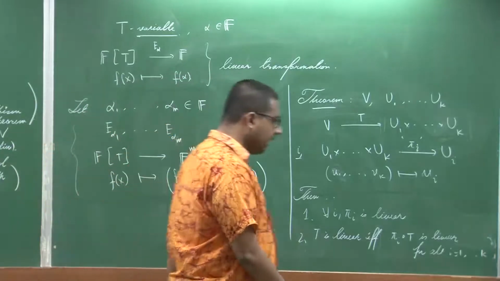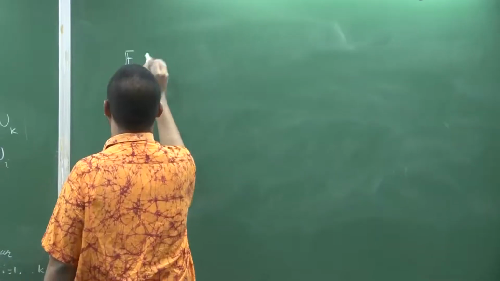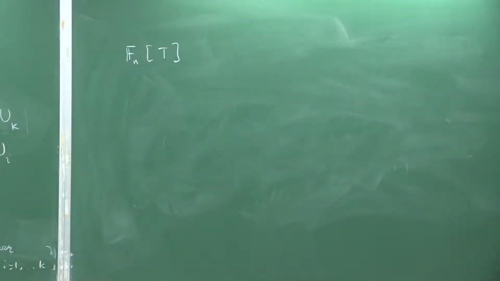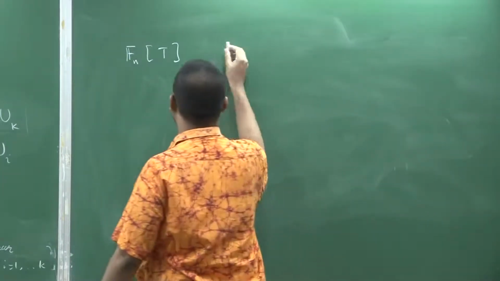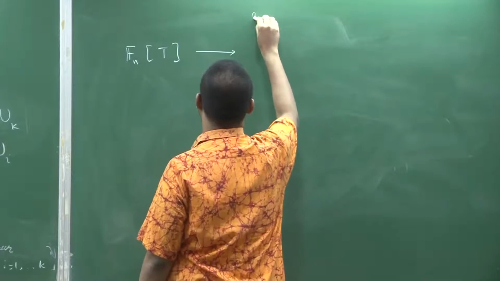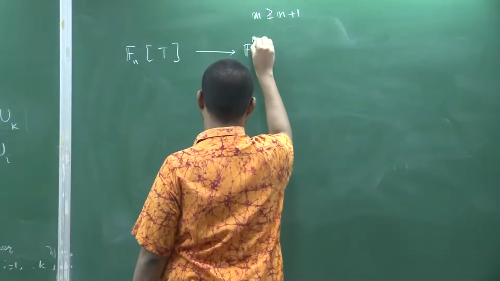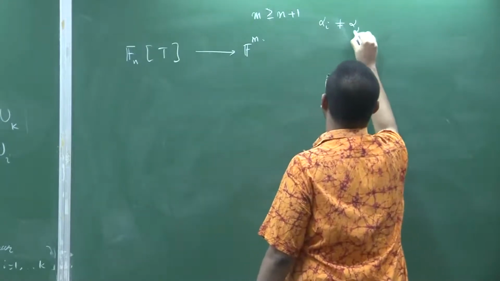So, inside the linear space F[t] you have the subspace of all polynomials of degree at most n. If you want to denote this by F_n[t], it denotes the collection of all polynomials with degree less than or equal to n. And if you take m equal to n plus 1 or even higher, and further assume that each alpha_i is not equal to alpha_j.